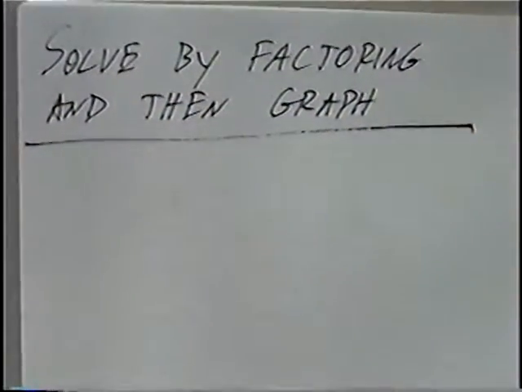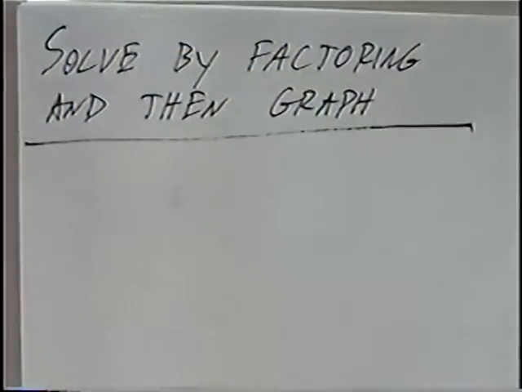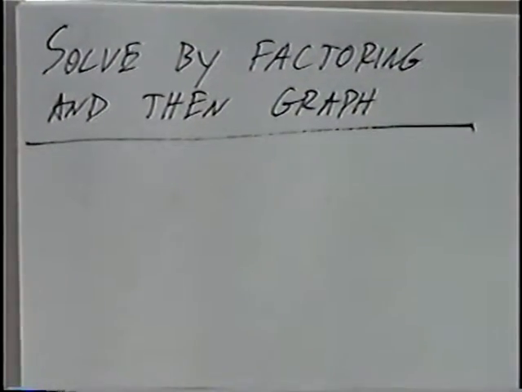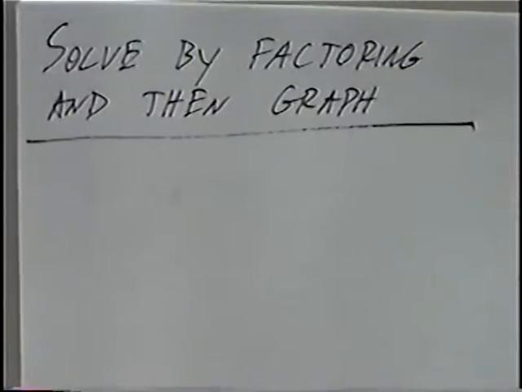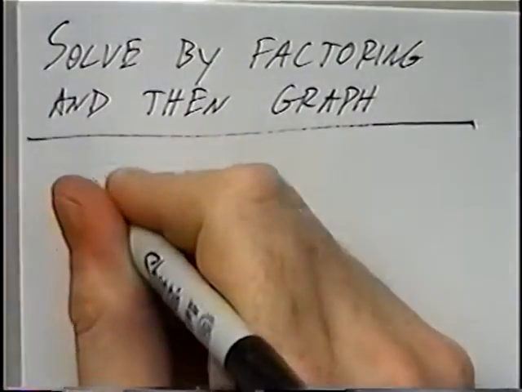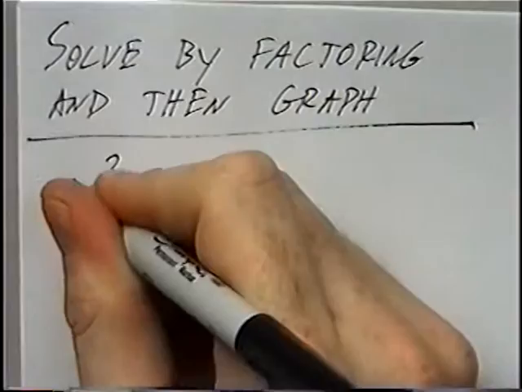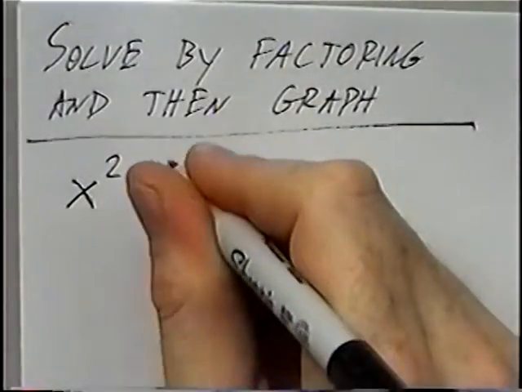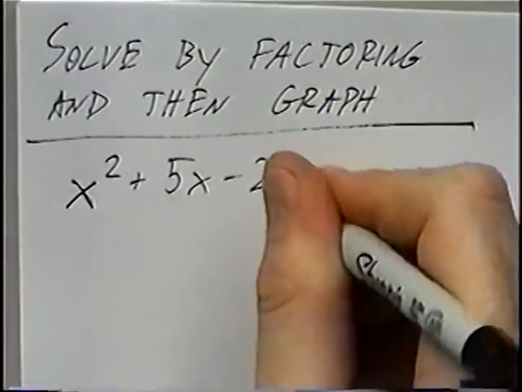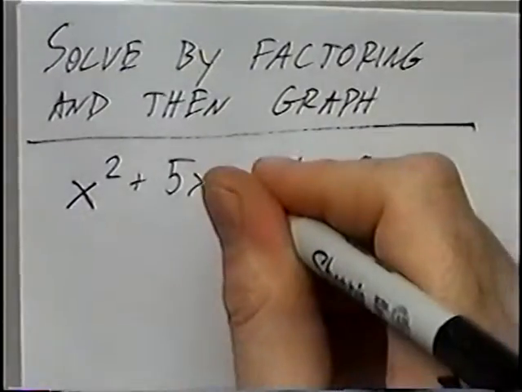In this section, we'll solve quadratic equations by graphing or by factoring, and then after factoring, we can graph the quadratic equation. First equation is x squared plus 5x minus 24 equals 0.